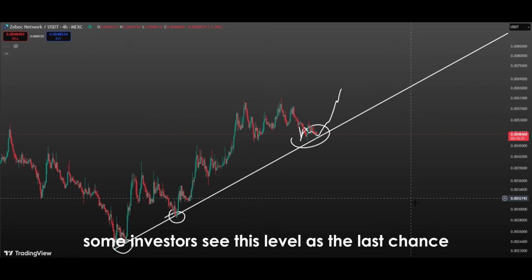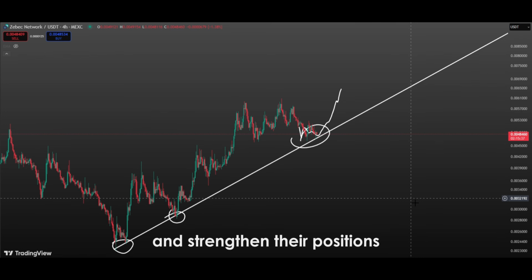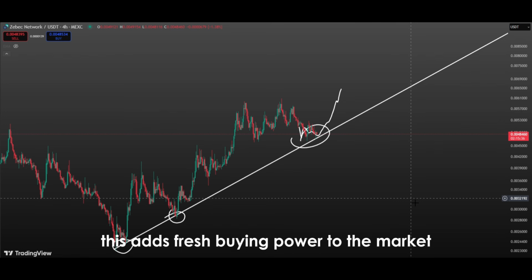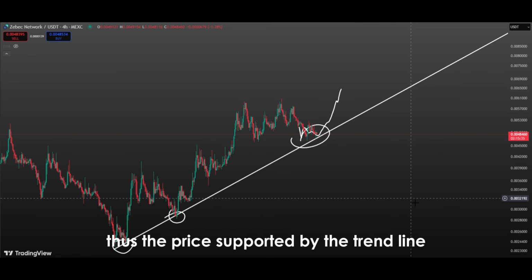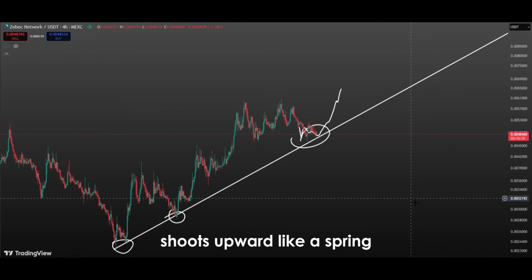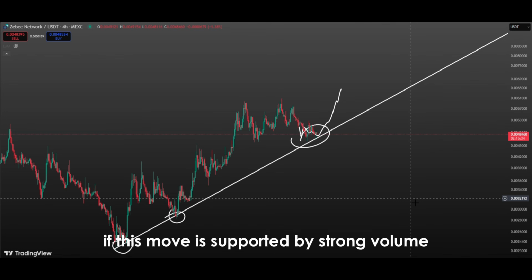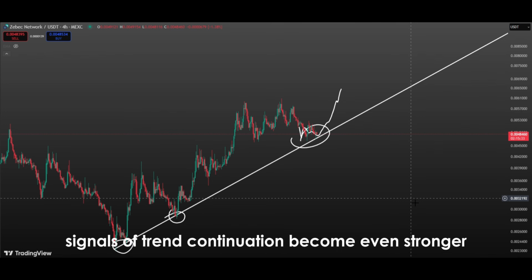Some investors see this level as the last chance and strengthen their positions. This adds fresh buying power to the market. Thus, the price supported by the trend line shoots upward like a spring. If this move is supported by strong volume, signals of trend continuation become even stronger.